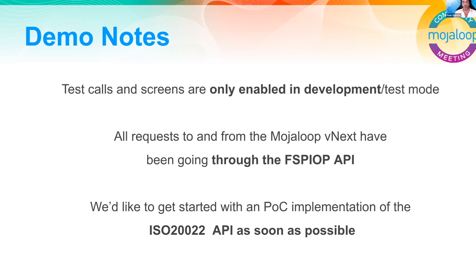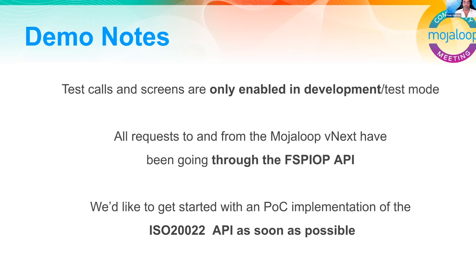All of what you've seen is exactly as it happened and as it should happen. There's no special demo mechanism. So all of the requests went to the FSP API that we are implementing in vNext version 1.1. And we would like to get started with a POC implementation of the ISO 20022 as soon as possible.